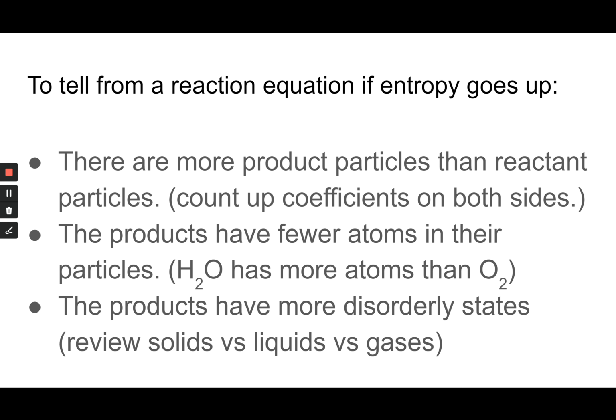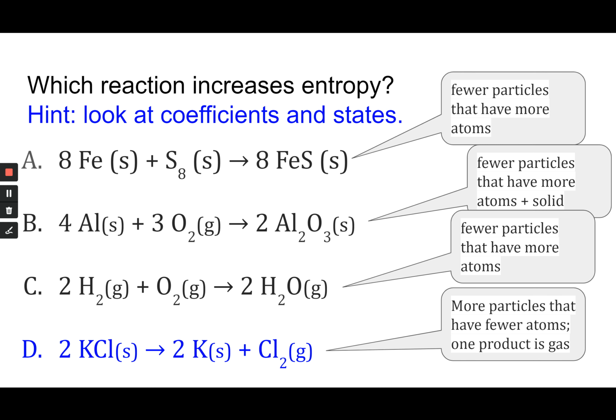Are the products in a more disorderly state? So are the products a gas, whereas the reactants were a liquid or solid? This could also mean that you're increasing entropy. So let's go back and look at our choices.